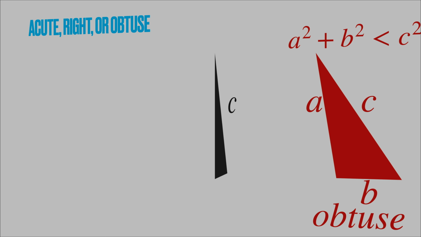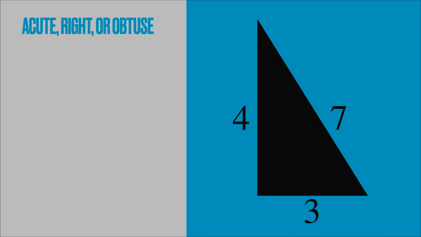Let's try that out a little bit. So, acute, right, or obtuse. This is our fun little game that we have here. So, what we have here is 3, 4, and 7. Wait a second, I have to check something out. First, before we can play the game of is it acute, right, or obtuse, we have to play the game of is this a triangle?